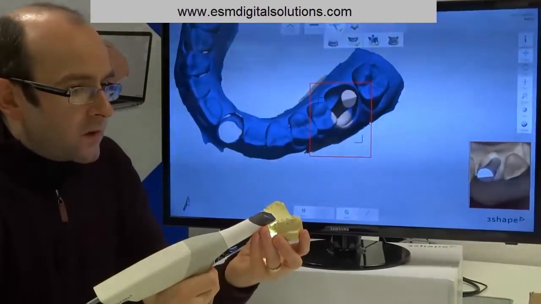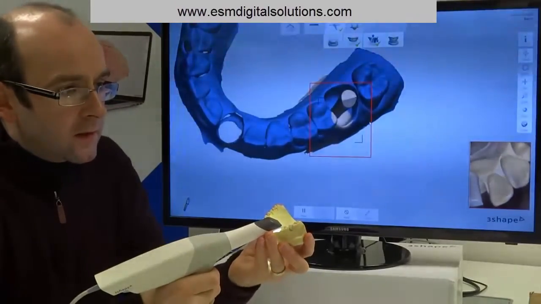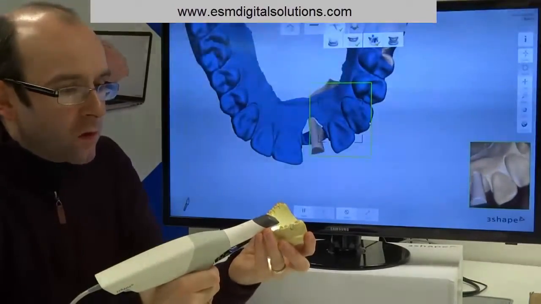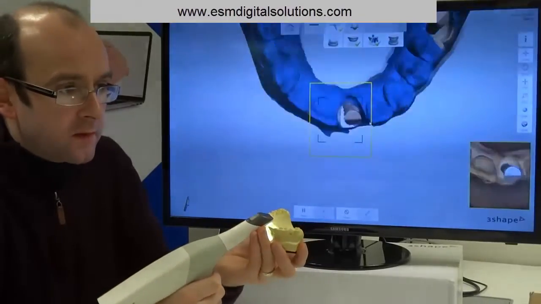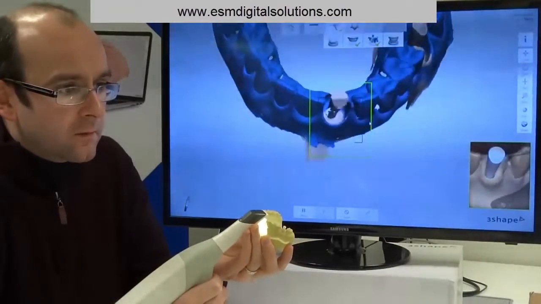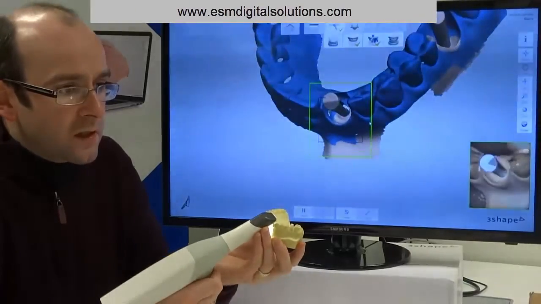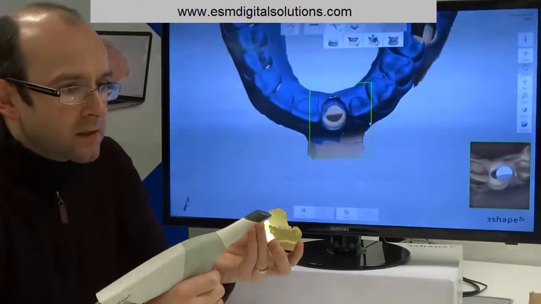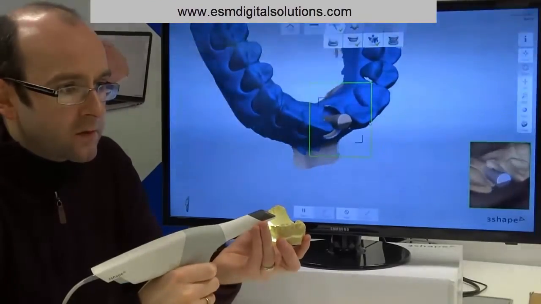And as always, if we get to a point where we're attempting to start a scan and the software can't start with us, maybe move to a more reliable and accessible part of the scan. Again, just a subtle rotation allows us to capture the distal surface. Subtle rotation allows us to capture the mesial surface.